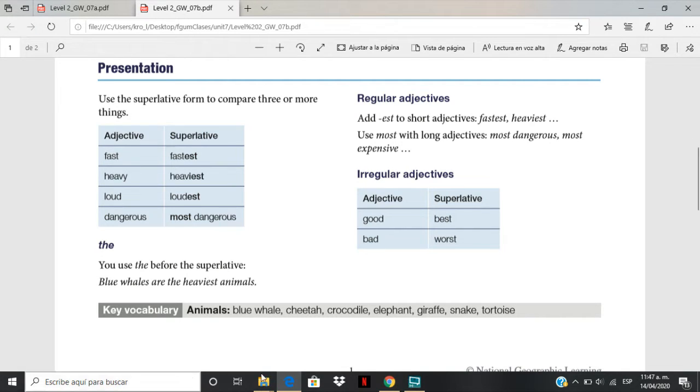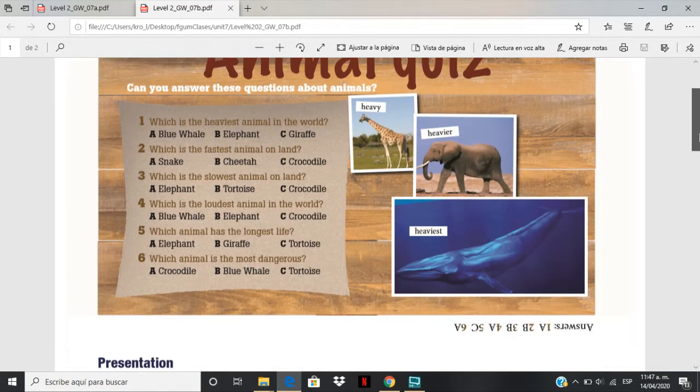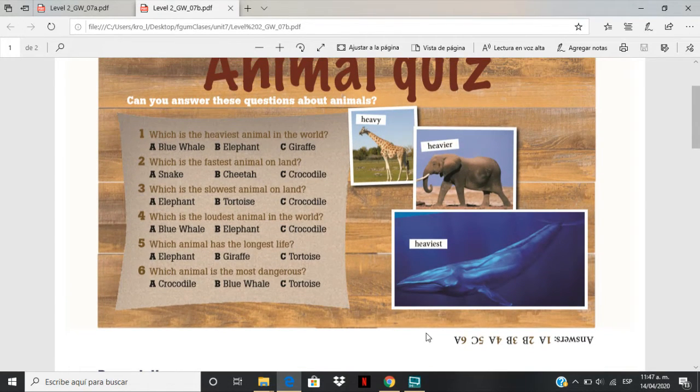Well, we have some vocabulary here. Blue whale, cheetah, crocodile, elephant, giraffe, snake, and tortoise. Now, you know all these animals, right? Now let's see the answers about the quiz. We have the answers here. For number 2, the answer is B. So try to make a sentence. Remember to add the article. The, in this case for the animal. Cheetah, the cheetah is the fastest animal on land.